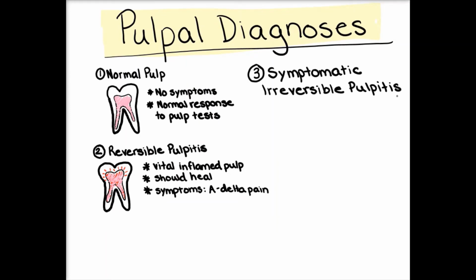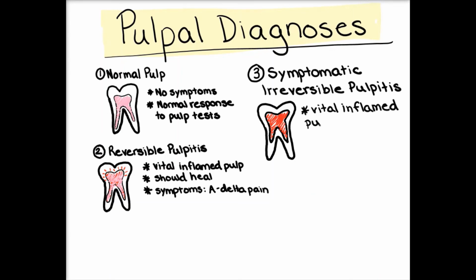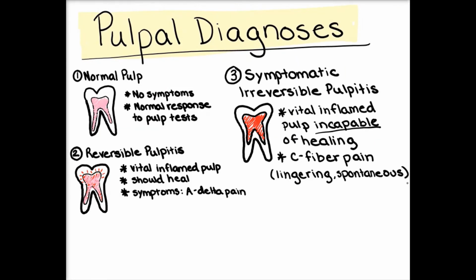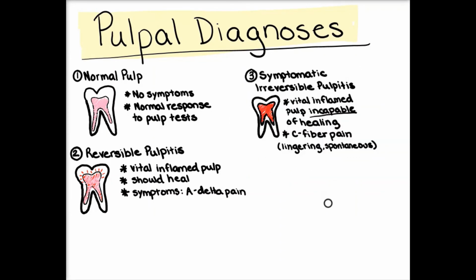Next, we'll discuss symptomatic irreversible pulpitis. So here the pulpal tissue is very inflamed and it's past the point where it can heal itself. A tooth like this will lead to C-fiber pain, which is dull, lingering, and spontaneous, which is very different than number 2, which was only provoked pain.